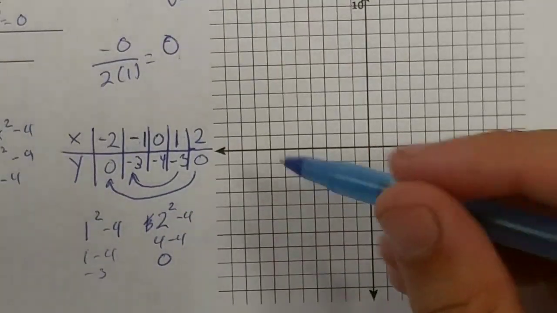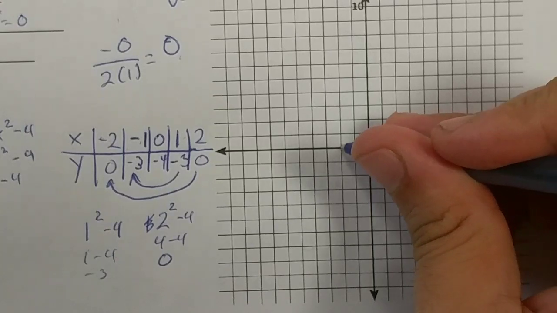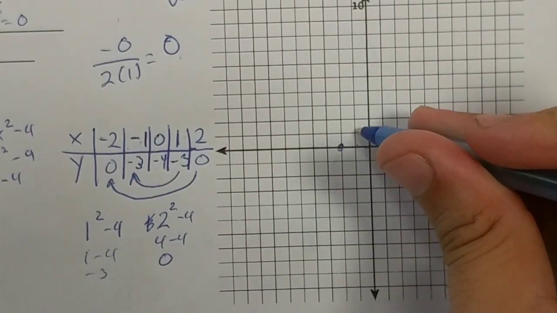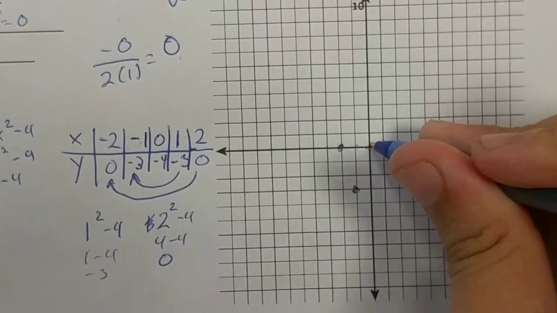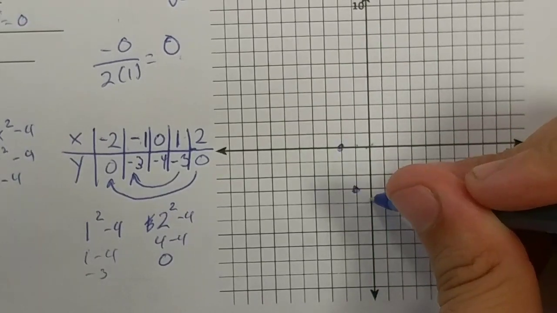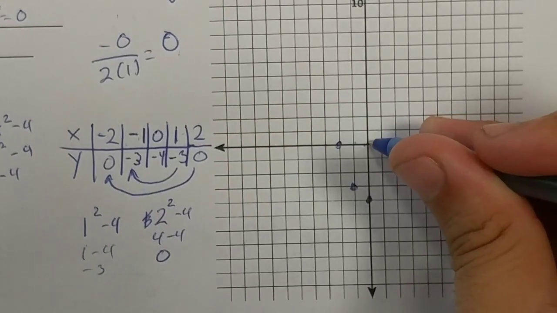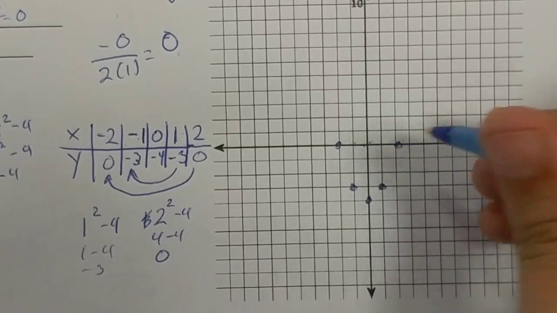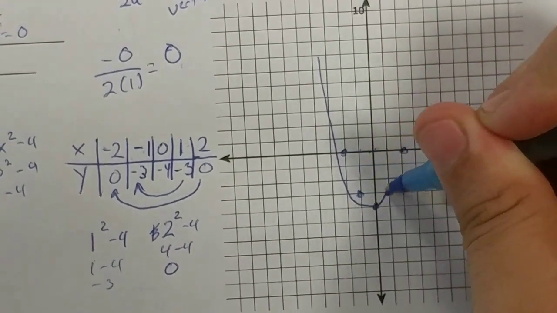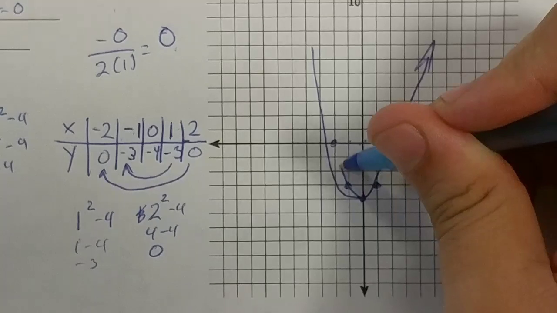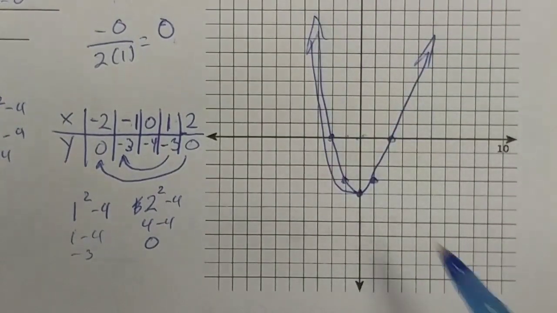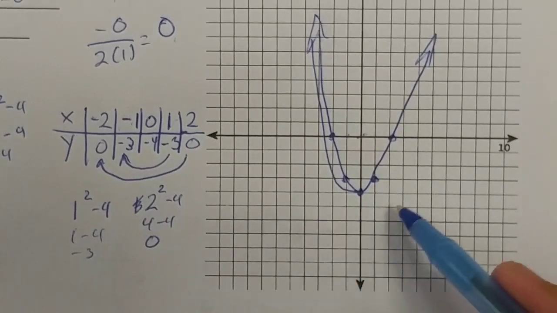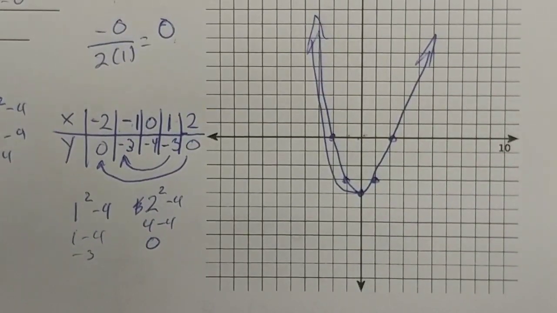Now let's graph that. So we have negative 2 comma 0. So 2 left, 0 up or down. Negative 1 comma negative 3. 1 left, 3 down. 0 comma negative 4. 0 left to right, 4 down. 1 comma negative 3. And then 2 comma 0. Connect the dots. I missed. Unbelievable. Nah, whatever. But that's a U shape, that parabola. And notice how it's a low point, and because it's a low point, it's a min.